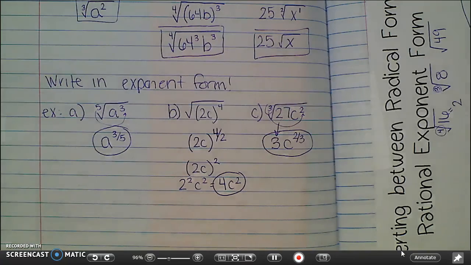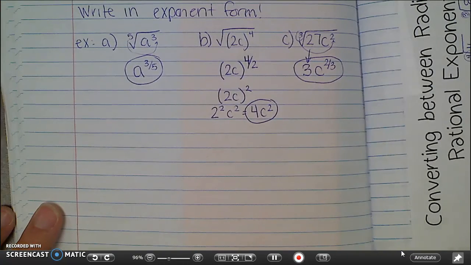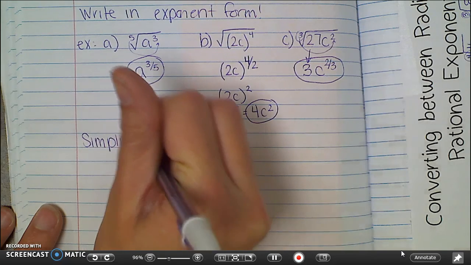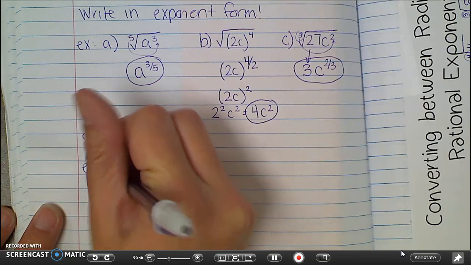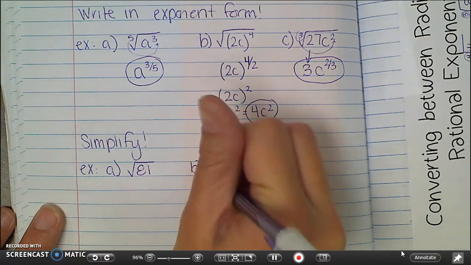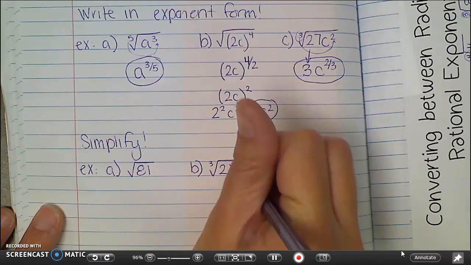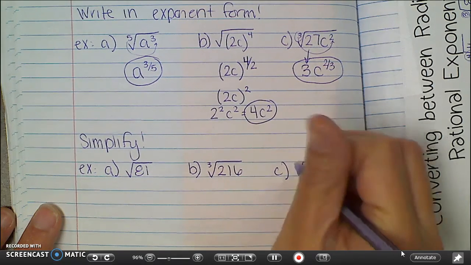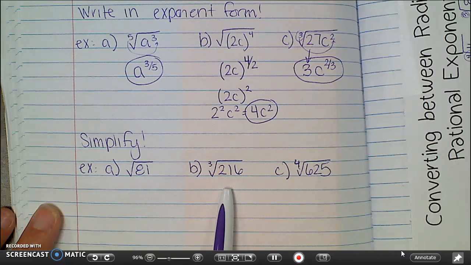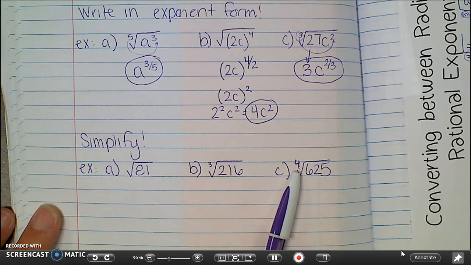The last thing I want to do is just practice a couple of roots. And I'm just going to give them to you and have you guys try. So simplify. Okay, so the first one, I want you guys to try the square root of 81. Second one, cube root of 216. And then the last one, fourth root of 625. So try those out and we'll check them tomorrow.